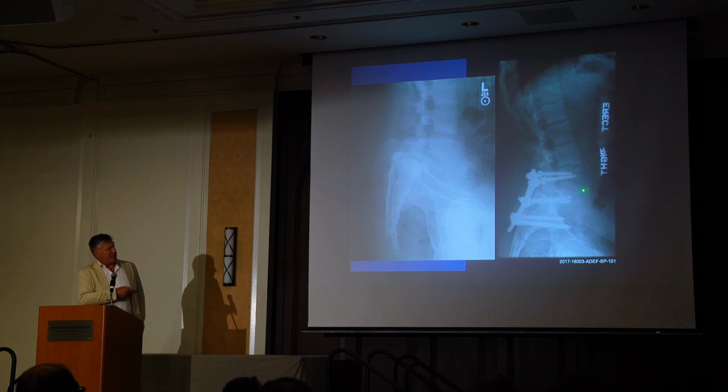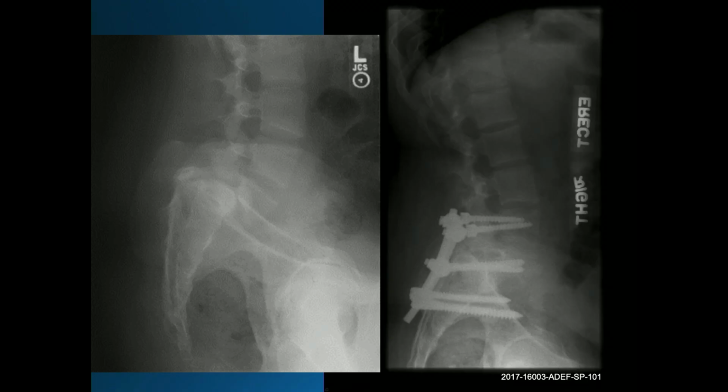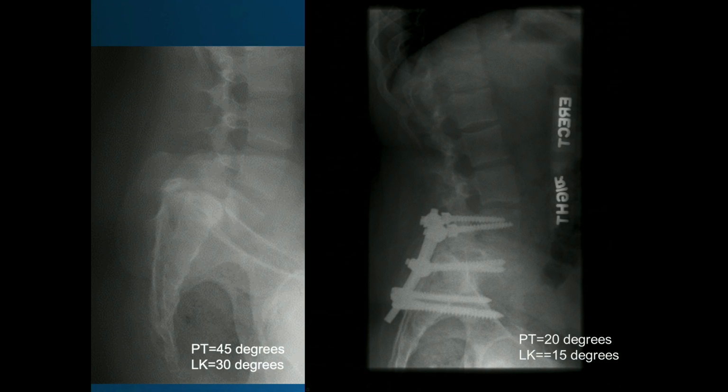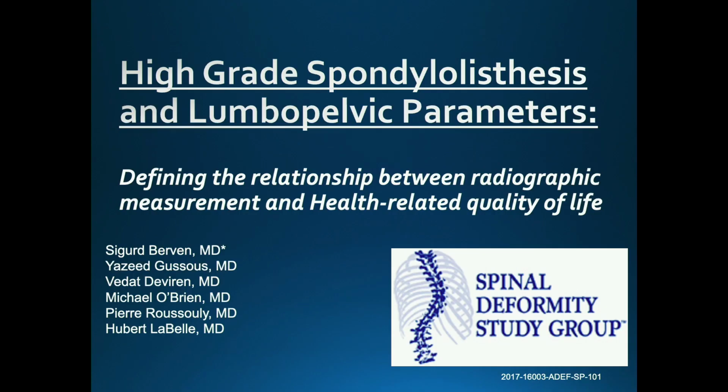But the point I want to make with this case is that we reduce the slip angle, not necessarily the actual degree of slip. There wasn't a complete reduction of the degree of slip. And you see the pelvic tilt also improving. So going from 45 degrees change of lumbar kyphosis, going from 30 degrees kyphotic to 15 degrees lordotic, that improved the pelvic tilt quite dramatically. And those are the parameters that really are associated with health status.